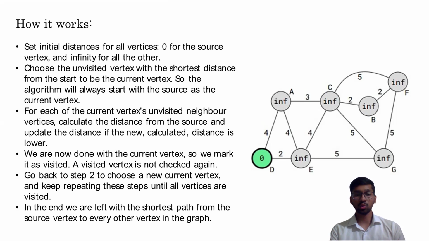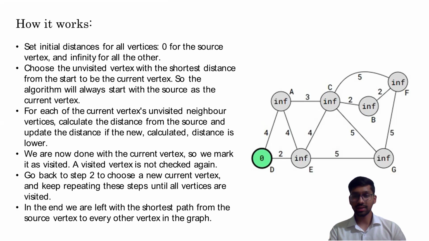Go back to step 2 to choose a new current vertex and keep repeating these steps until all vertices are visited. In the end, we are left with the shortest path from the source vertex to every other vertex in the graph. So here is the example in the diagram. So we have to move from D to F. So let's initialize that. Initialize 0 for the source vertex, and all the other vertices should be infinity.